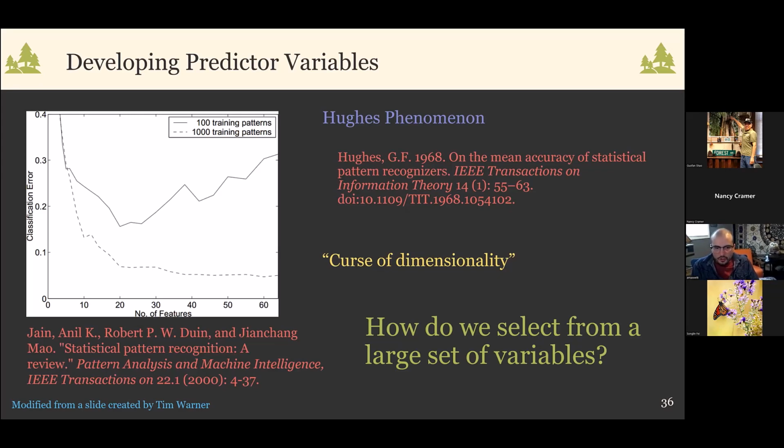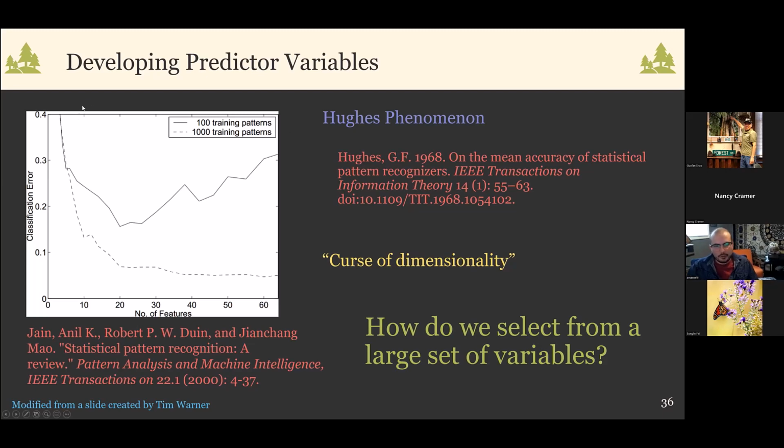But that's been shown to not always be the case. So there's this concept of the Hughes phenomenon or curse of dimensionality. The idea is that as you increase the feature space, you're giving it more information, but you're also creating a much more complicated model or a complicated feature space. And that can result in decreases in accuracy, especially when you have a small set of training data.